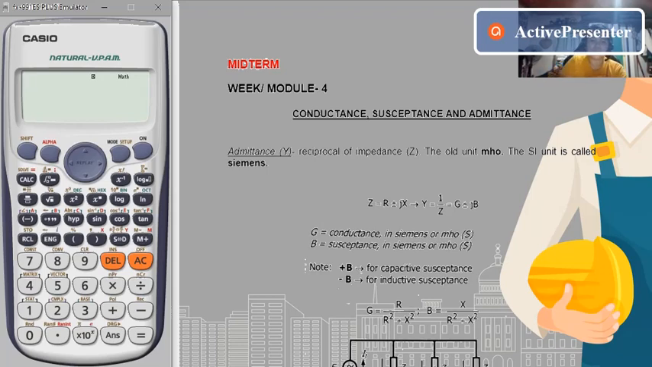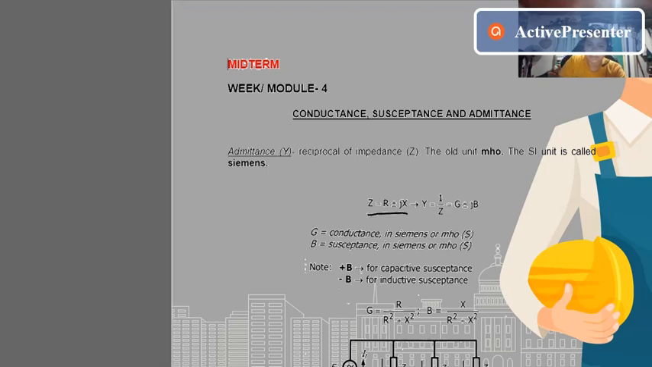So we have our formula here for impedance. Since we know from our last topic, Z is equal to R plus jX. Therefore, as we said, admittance is the reciprocal. So Y is equal to 1 over Z.